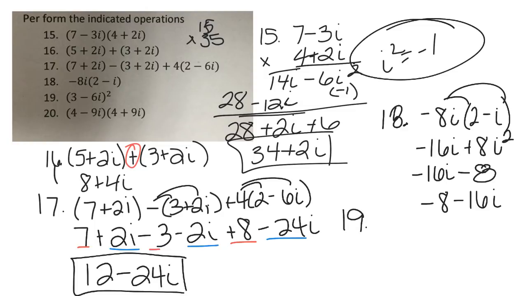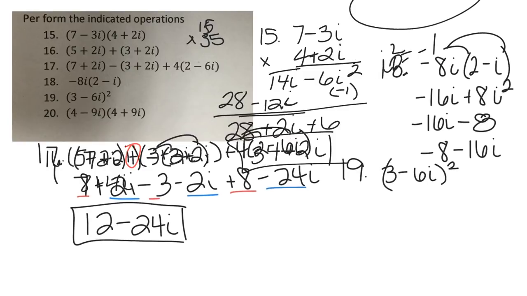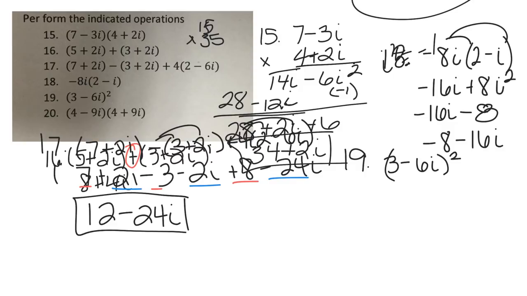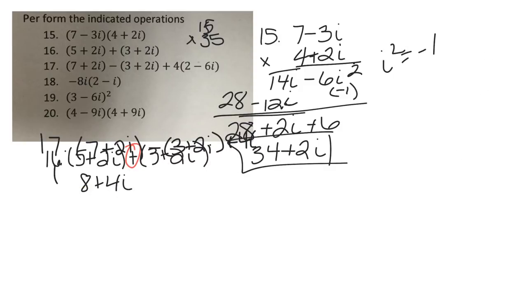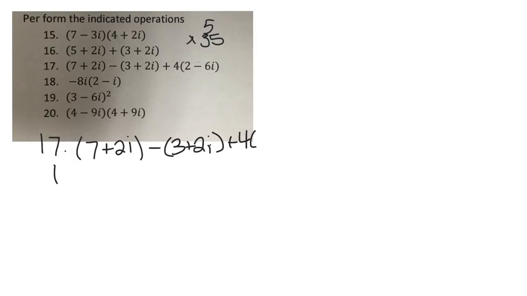Number 19 is 3 minus 6i squared. Move some of this stuff up so I have space. Let's delete this. I'm just going to delete it. Make space for me.